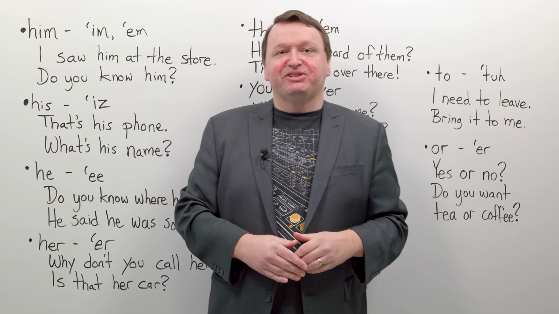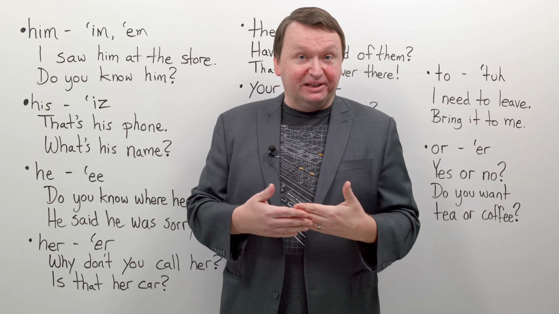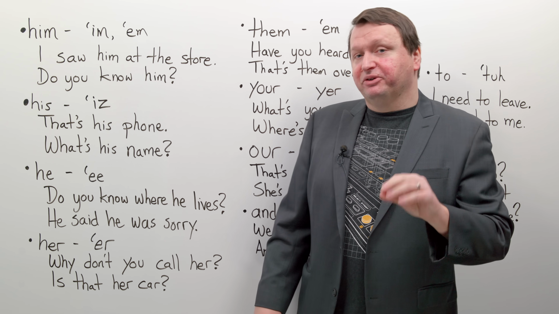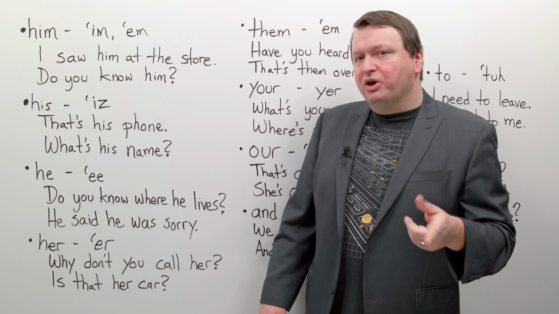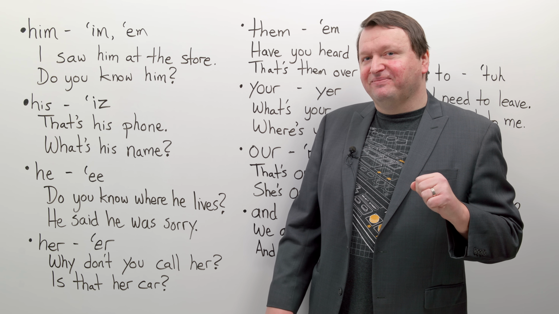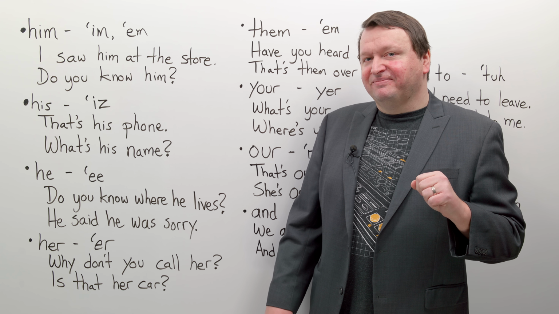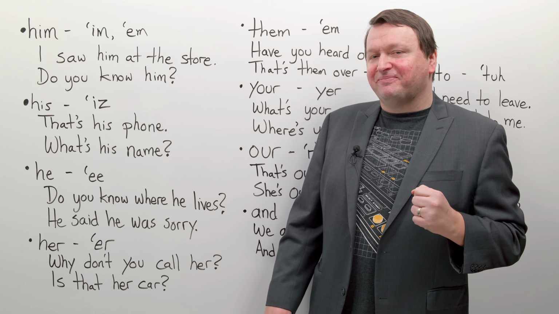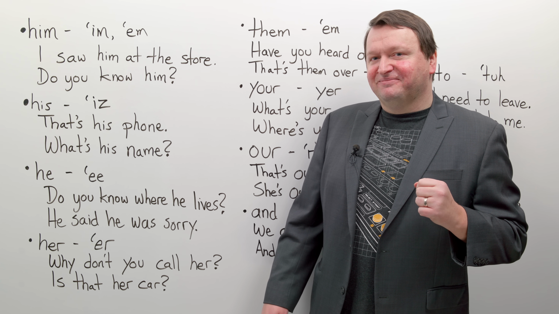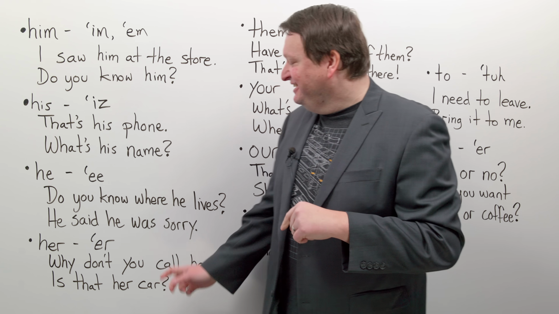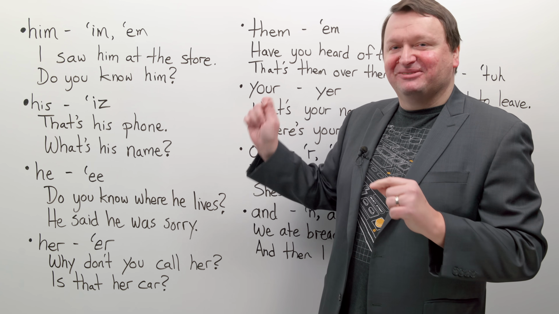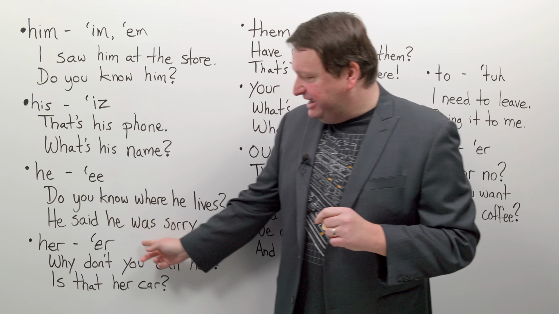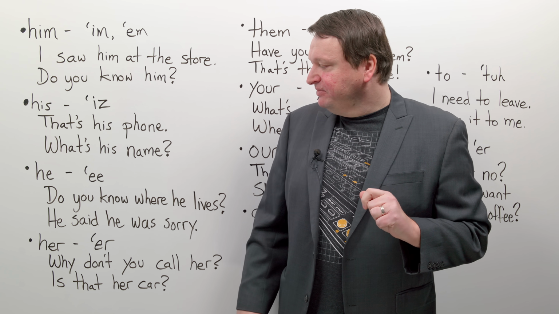And we cut the H, and it just sounds like E, or the letter E, essentially. So here, repeat after me. I'll go a little slower. Do you know where he lives? Okay. A little faster. Do you know where he lives? Okay, so where he, right? So do you know where he lives? Do you know where he lives? Very good. And next, repeat after me slowly.